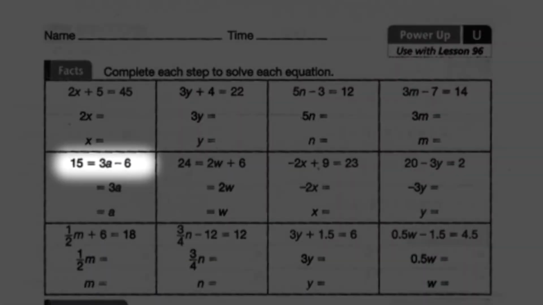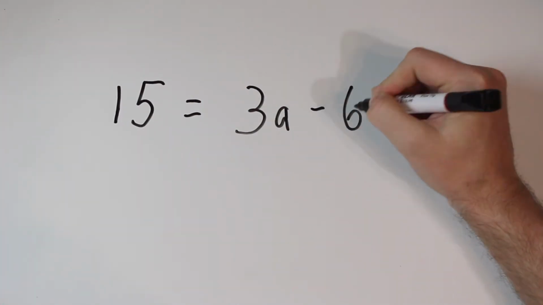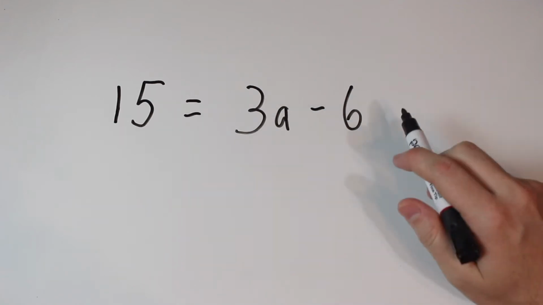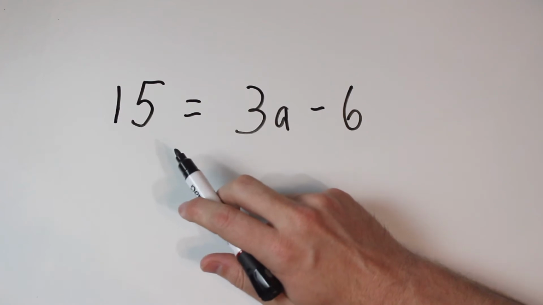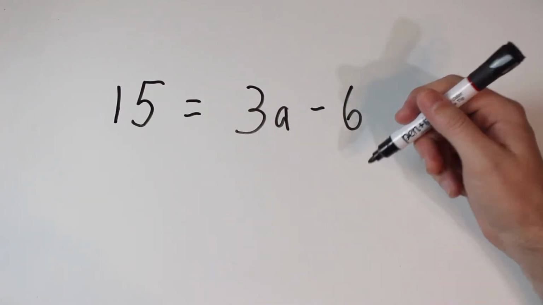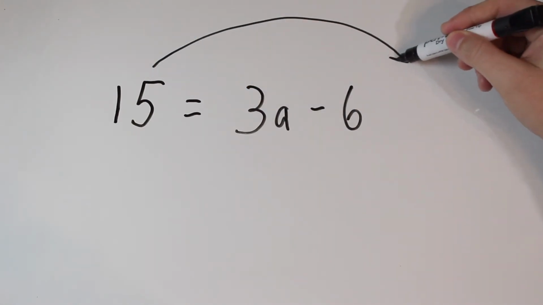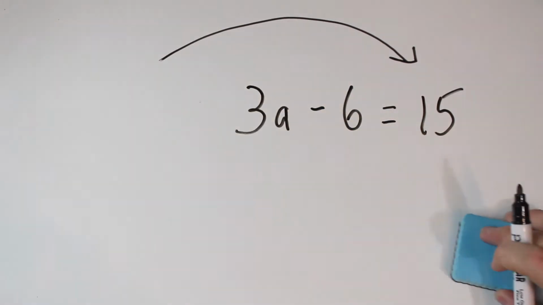15 equals 3a minus 6. This problem looks a little bit different than the last one. Last time, we had one number on the right, and it looked something like this here on the left. Don't let this trick you. If you're worried it might trick you, you can go ahead and rewrite the problem the way you're used to, putting the single number over here on the right.